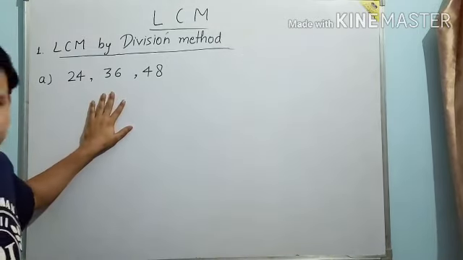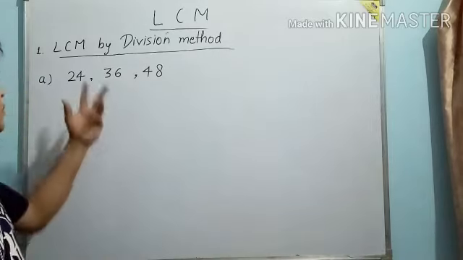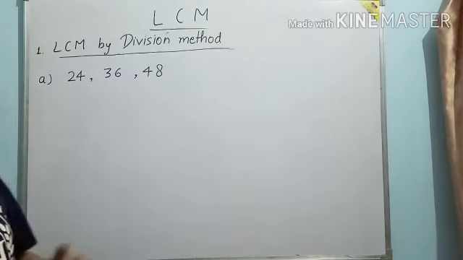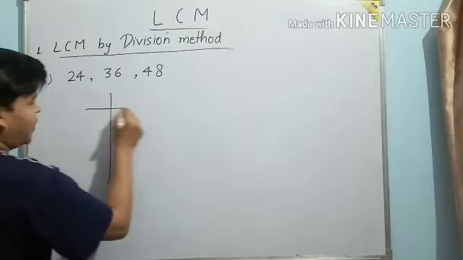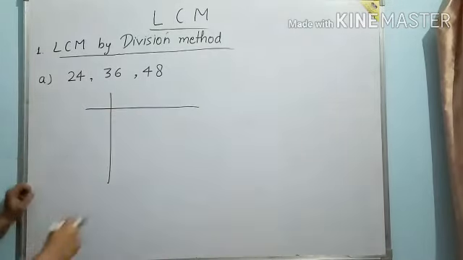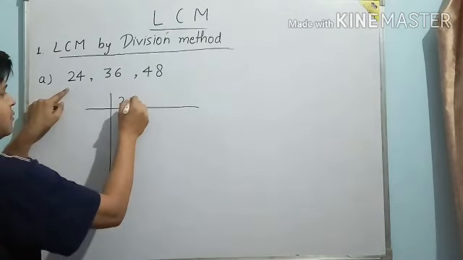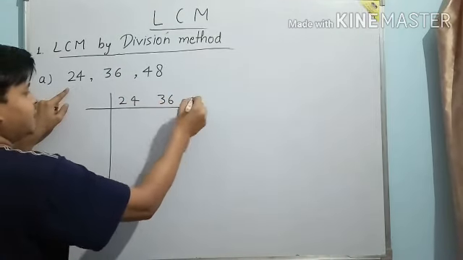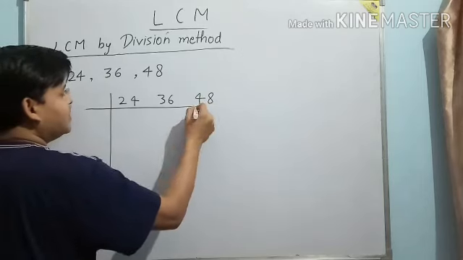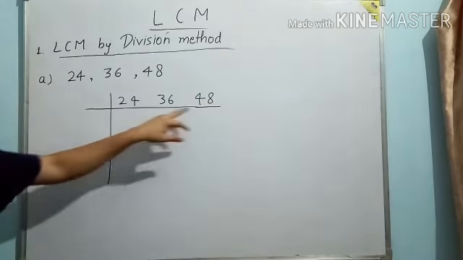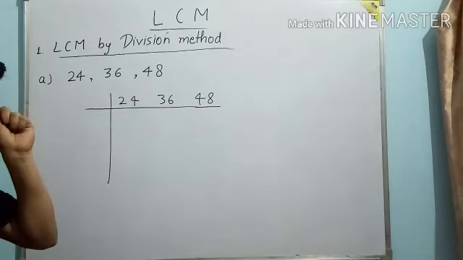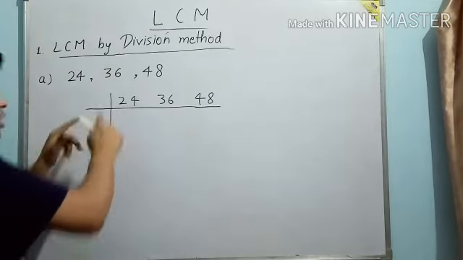Okay, as the method is the same for either 2 numbers or 3 or 4 and so on. Okay, so first of all what we have to do, we have to draw one vertical line and one horizontal line, and we will write all these 3 numbers together, 24, 36 and 48, by giving some gap. Now we will start dividing these 3 numbers by taking a number by which all 3 numbers must be divisible.